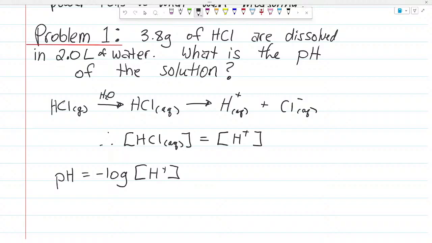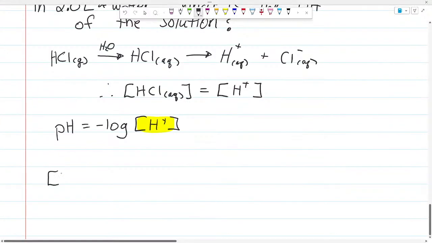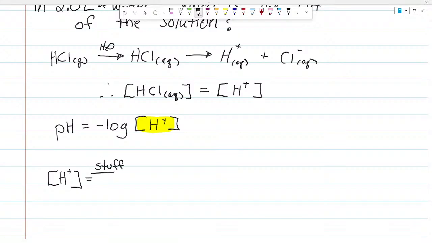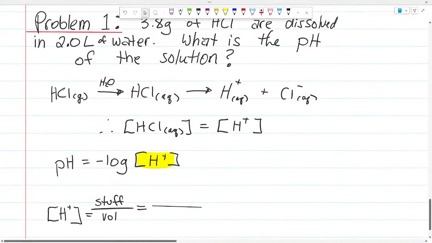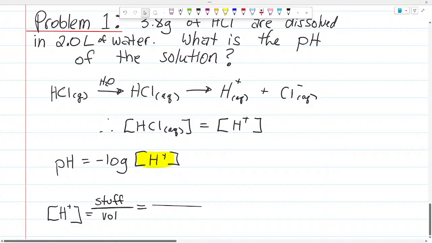All right. So how can we approach this? Well, before we can do the pH, we need to know the concentration of H+. Concentration of H+ will just be how much stuff divided by the volume. So in this case, how much stuff do we have? We don't know it as moles of H+, but that's okay. We have 3.8 grams of HCl. And how much liquid is that in? 2.0 liters.